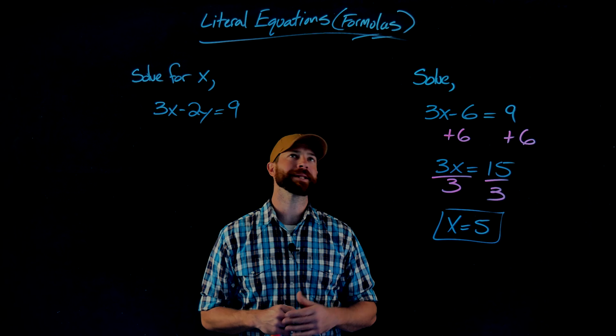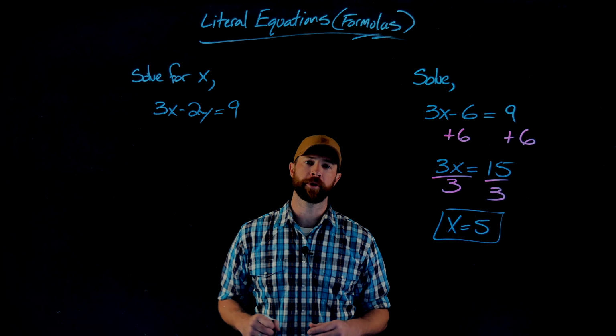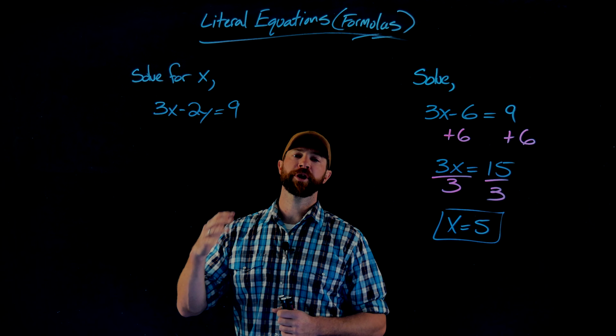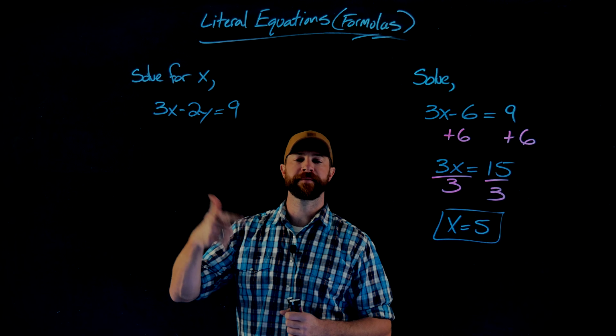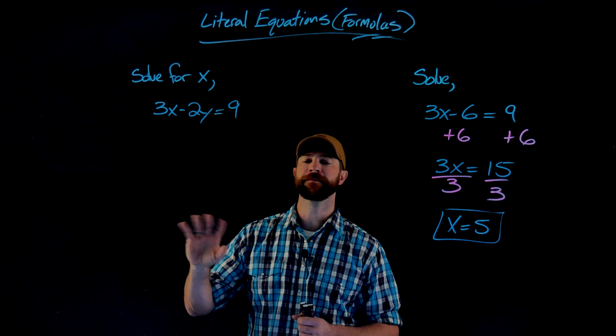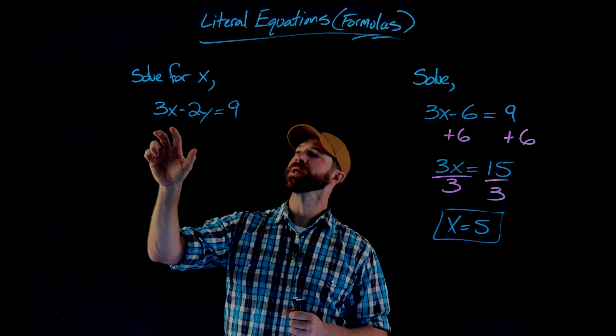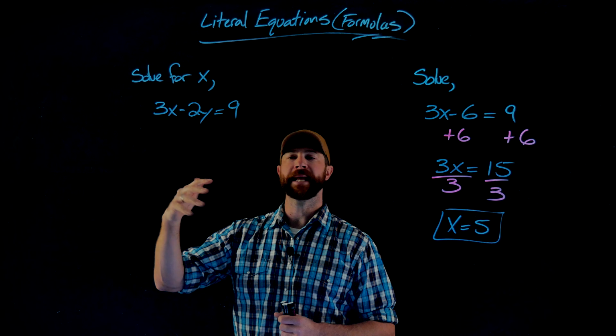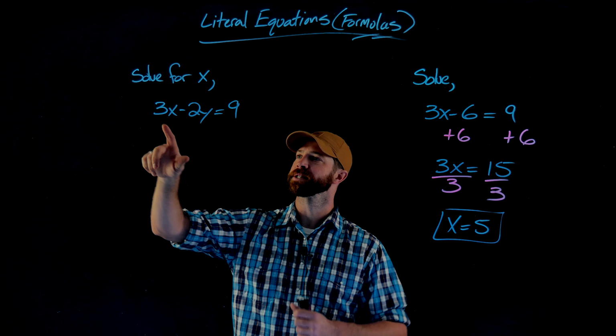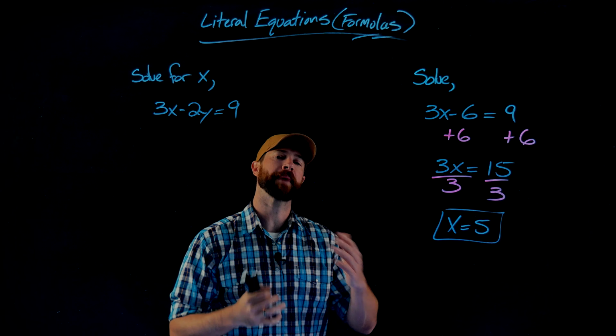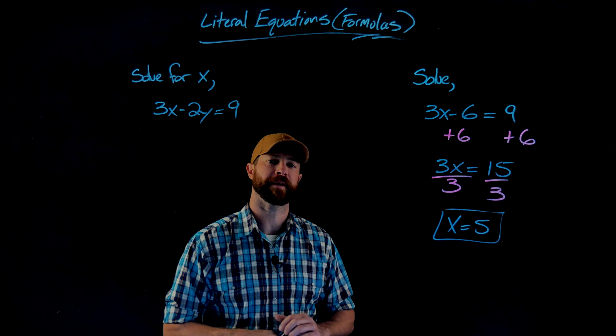Today we're talking about literal equations, which are also called formulas. Literal equations are equations where we will have more than one variable and will be asked to solve for one of the variables. In this case right here, we're being given 3x minus 2y equals 9, and we're being asked to solve for x. Before I do that, I want to just remind us of solving equations in one variable.